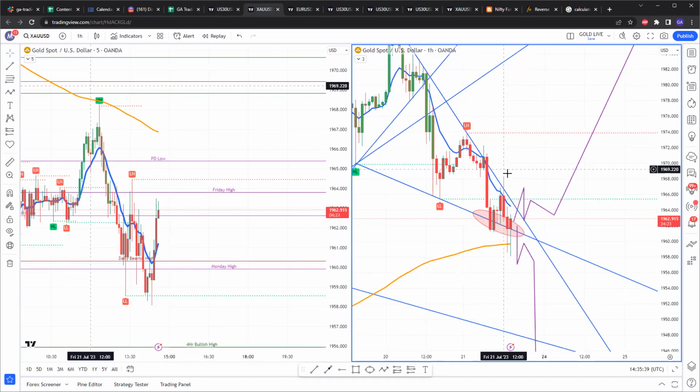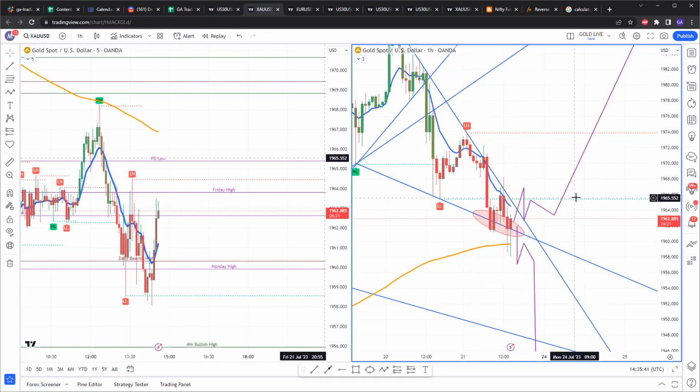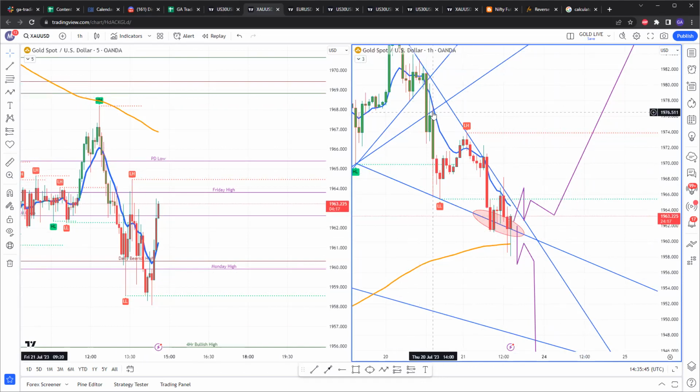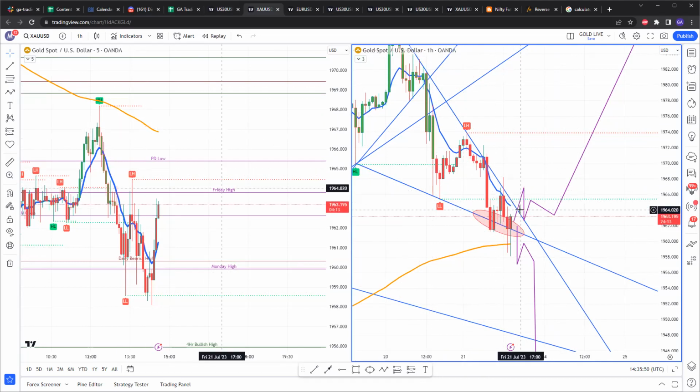As much as we have a death cross forming on the hourly time frame, the death cross may be superseded by this falling wedge. I don't know. I've never traded a falling wedge before. So that's why for me today, this is just a learning experience on gold to see what happens here. Any other questions?